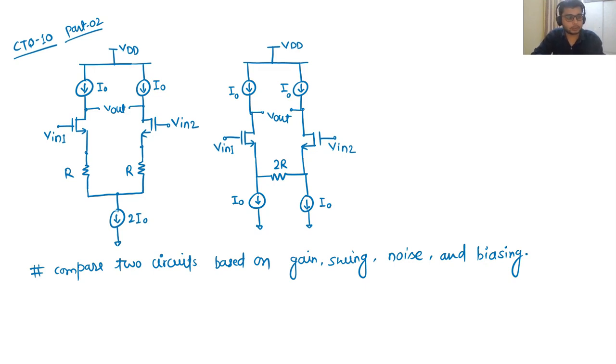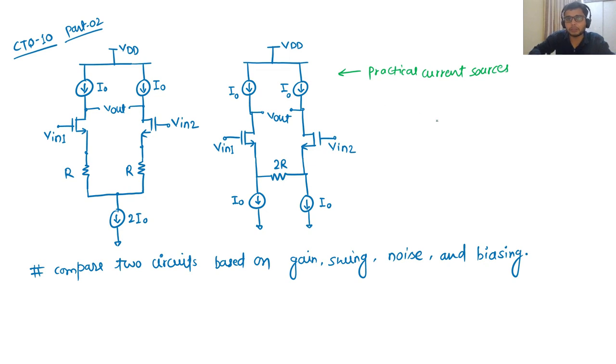Friends, today we will continue CTQ10. Part 1 was completed previously, where we compared these two circuits depending on the gain calculation. In this particular video, I'll discuss these two circuits' gain calculation and swing possibility, depending on this current source as a practical element. In the previous discussion, we took the current sources as ideal, but here I will take the current source as a practical current source. So we'll consider practical current sources.